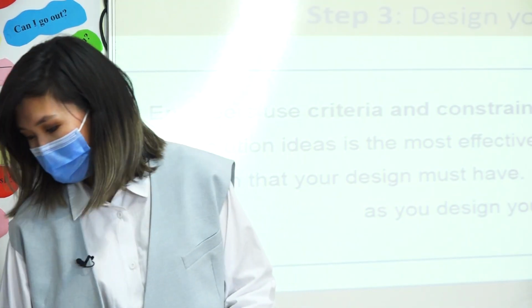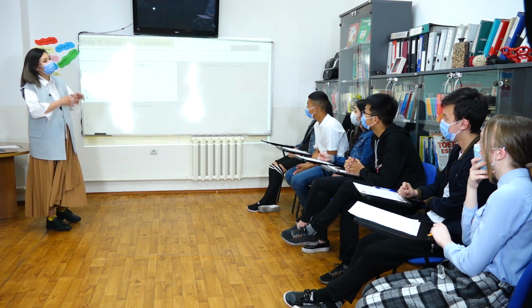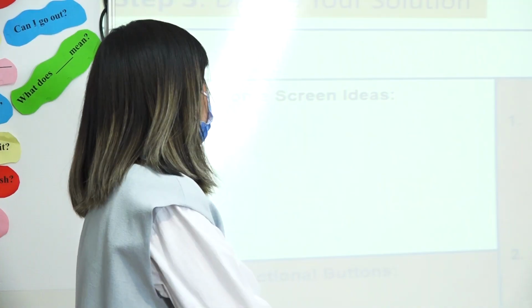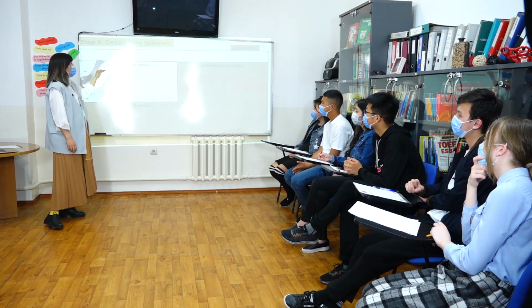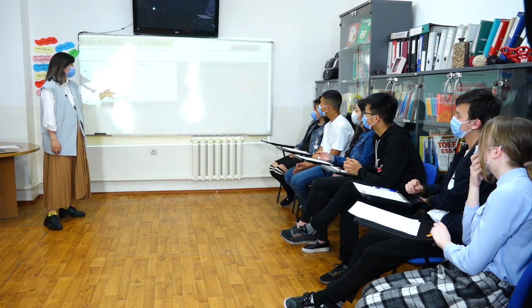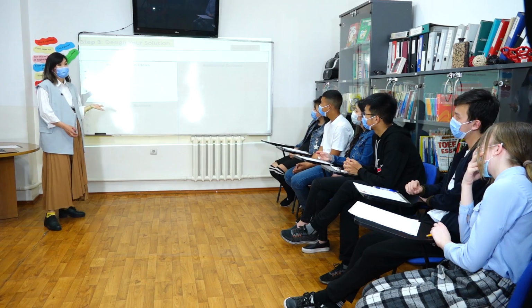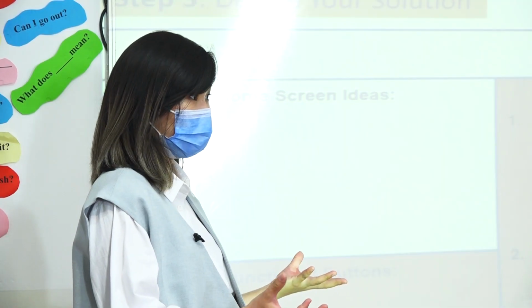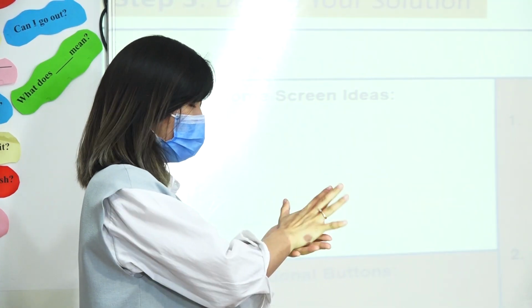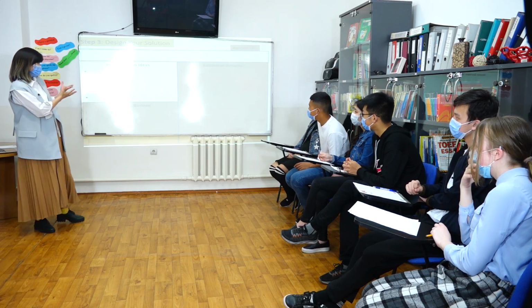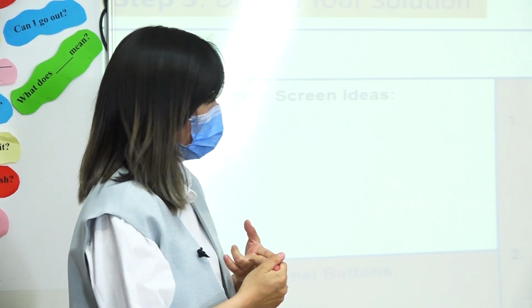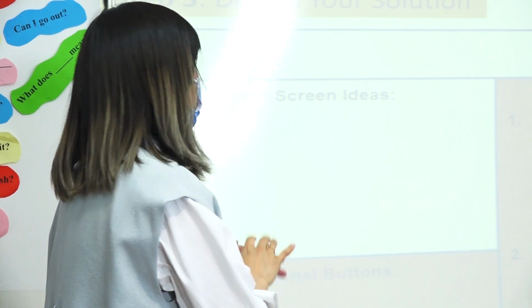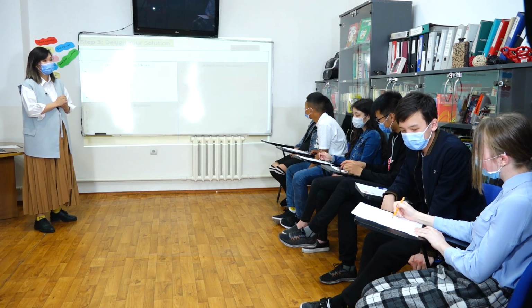Okay. Right. Next. So why don't we spend some time and brainstorm? What kind of home screen ideas you could have, what kind of additional screens you could have, and what kind of functional buttons you will have on your app. I'll give you 5 minutes so you can discuss with your partner and decide what home screen, what additional screens, and what functional buttons you will have. Okay?